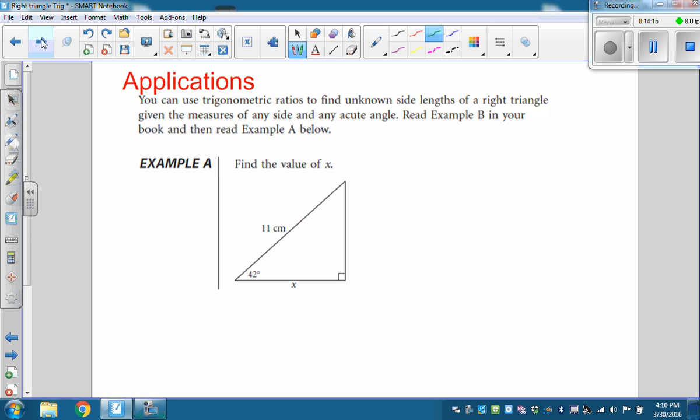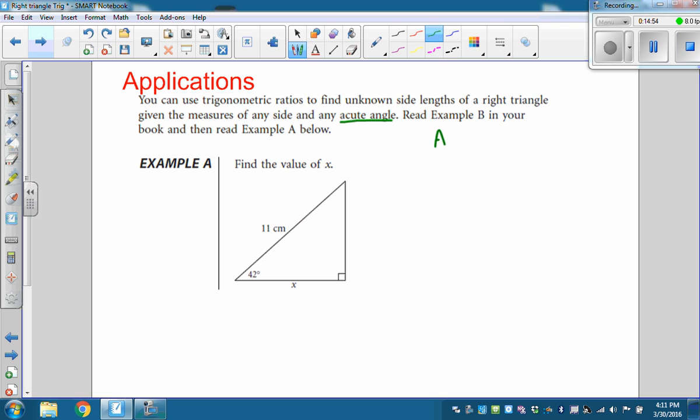Okay, so this next one, you can use trig ratios to find unknown side lengths of a right triangle. That's what we've been doing, with given measures of any side and any acute angle. Remember, you only use the acute angles. It says read example B in your book, but I've done a lot of examples, so we're going to do example A here. I just need to find X. It's a side length, so I have to think in terms of 42. In reference to 42, I have the adjacent side and the hypotenuse.